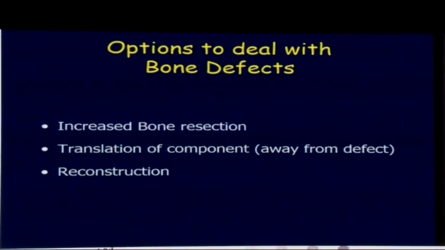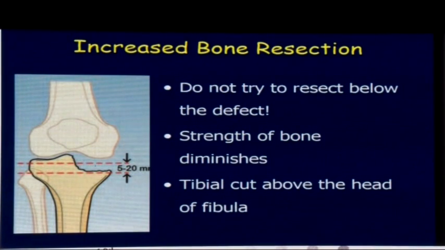So going to the nitty-gritty of this topic, what are the options to deal with bony defects? You could just do one simple thing, just take more bone off. That would be easy, just cut it to the defect, but for anything, there are repercussions. You could translate the component away from the defect, and finally, under the umbrella of reconstruction, several things could be done.